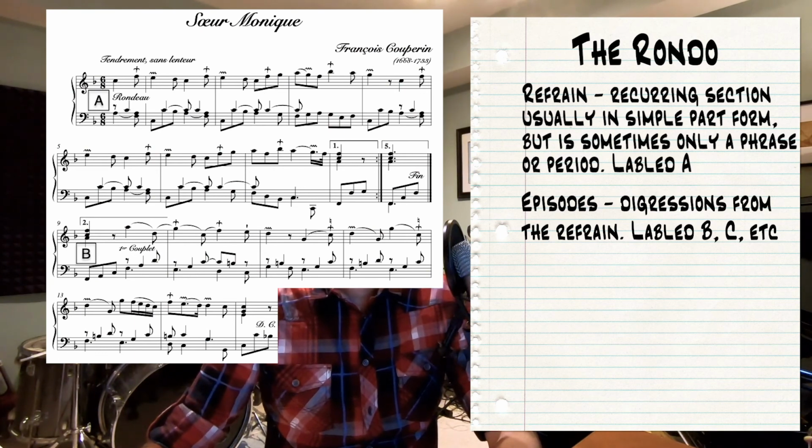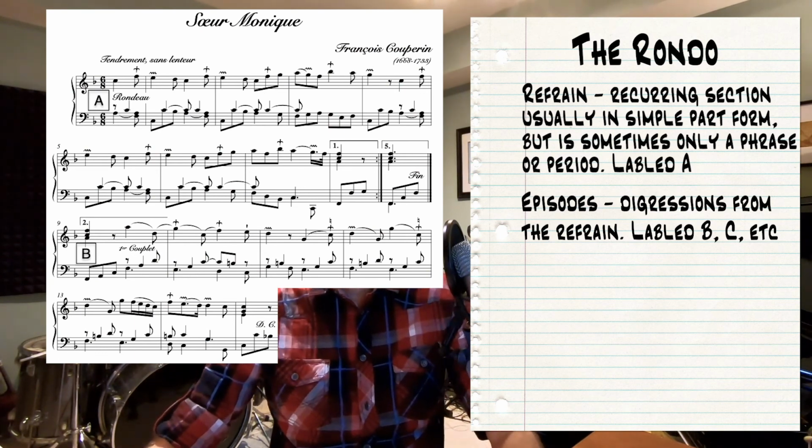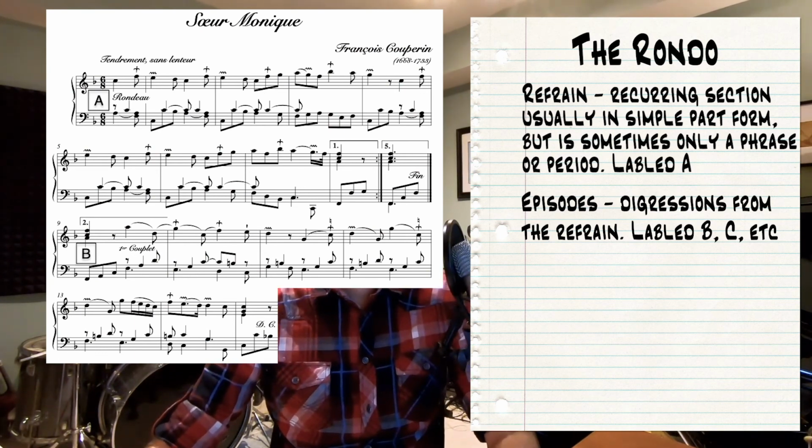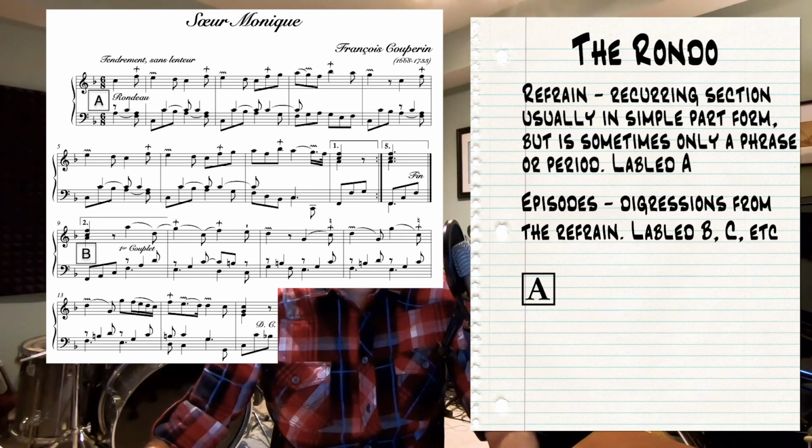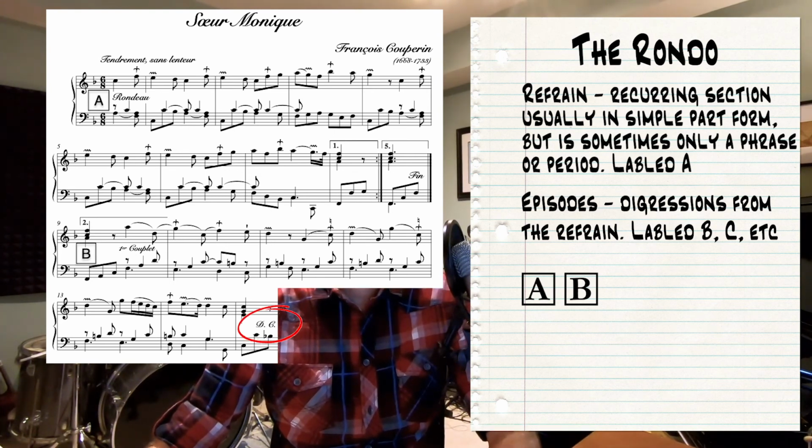So if you recall, compound ternary was set up a lot like what you see right here. Our A section, bars 1 through 8, we have a half cadence in measure 4. Our B section starts in measure 9 and continues through measure 15, where we have a da capo indication telling us to go back to A, giving us a B-A form.